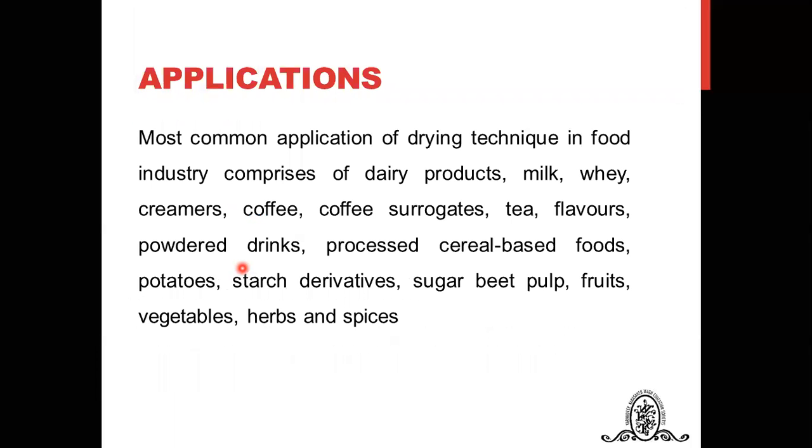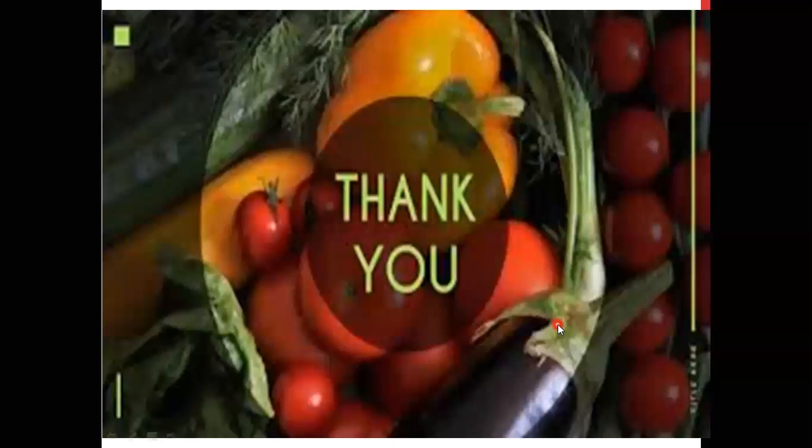Different applications of drying of food material are for the drying of dairy products, milk, whey, creamers, coffee surrogates, tea, flavored powder drinks, processed cereals, baby foods, potatoes, starch, derivatives, sugar, vegetables, fruits, herbs, and spices. All these things are dried with the help of these tray dryers.